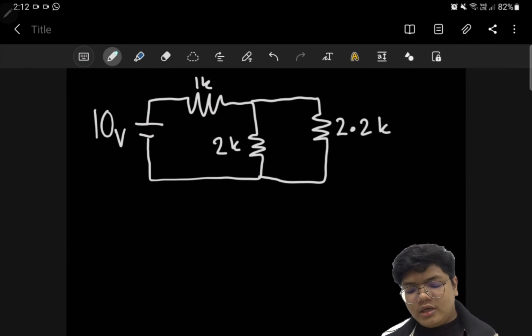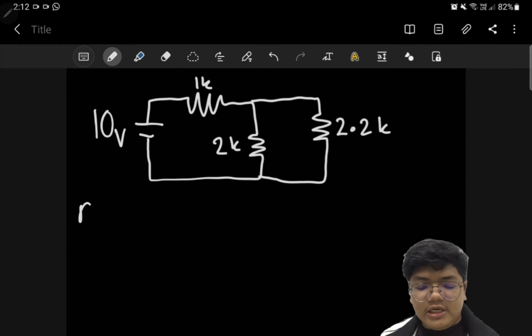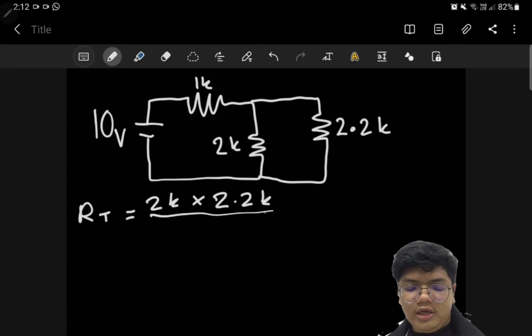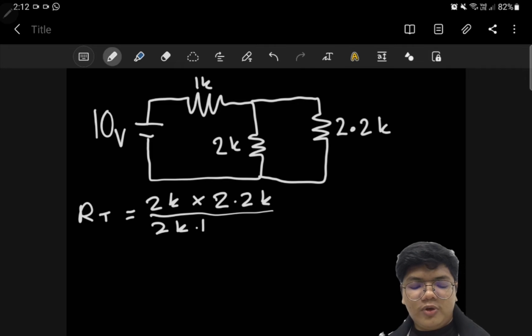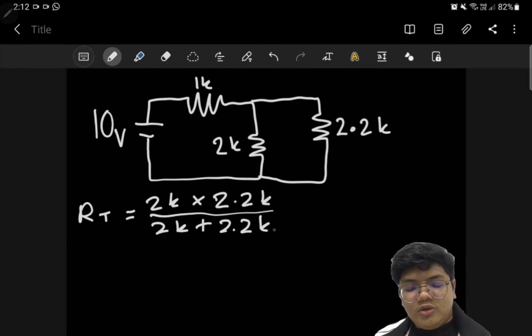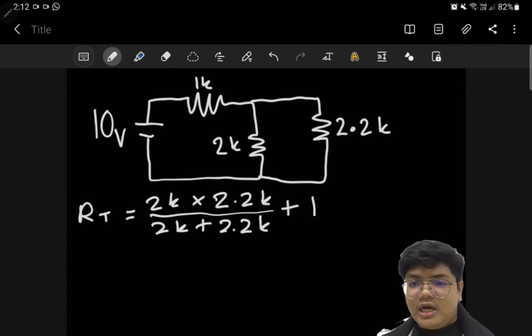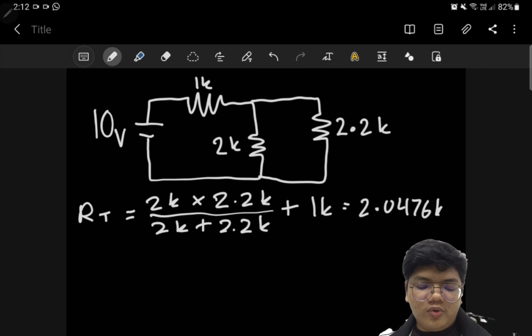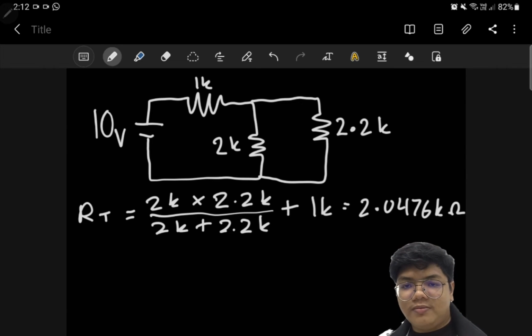After we determine the values of resistor 1K, 2K and 2.2K, next we should calculate the total resistance, which is 2K times 2.2K divided by 2K plus 2.2K. This is because the 2K and 2.2K resistors are parallel to each other. After we calculate that, simply add 1K and you will get 2.0476 kilo ohm.